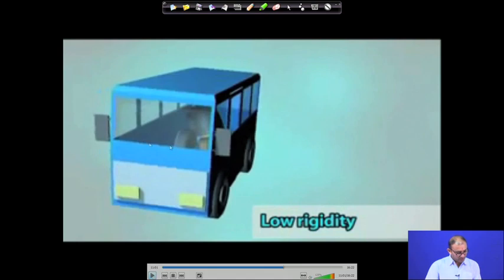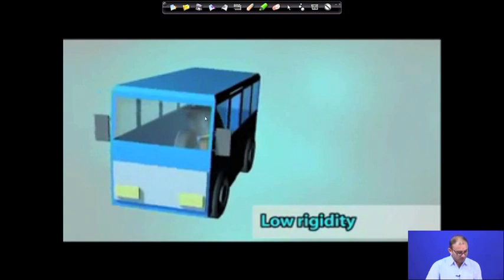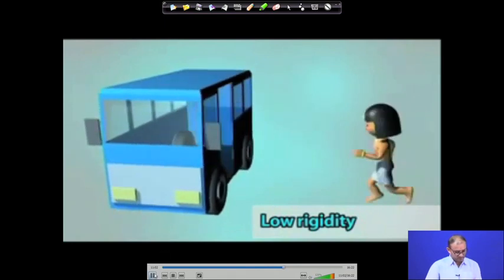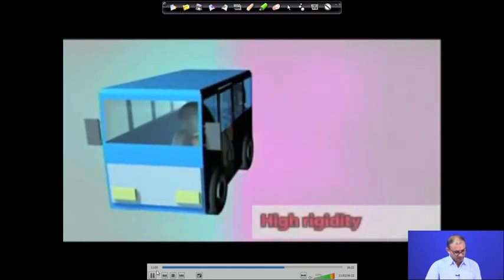Now what is going to happen is that the bus will actually displace, that means it will give some type of motion, and that motion is the problematic thing. That is called low rigidity, because when you are applying force onto a component and the component does not resist that particular force, it is called low rigidity. So, this is what is happening here.